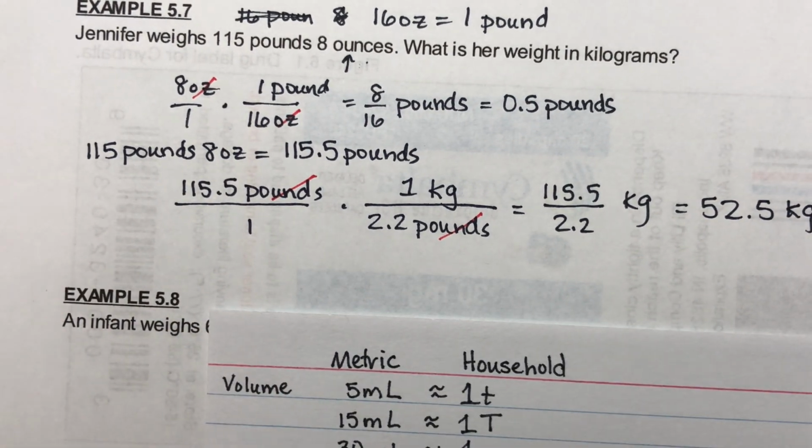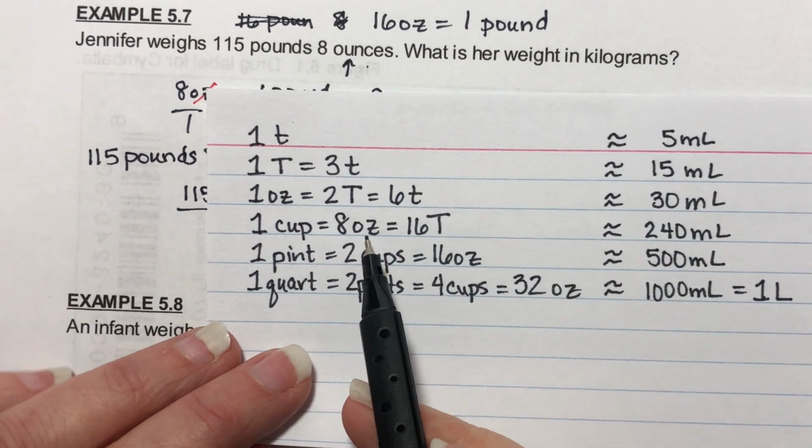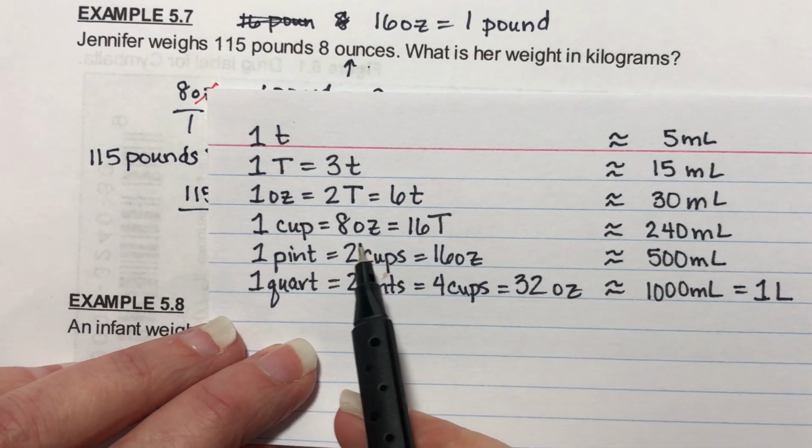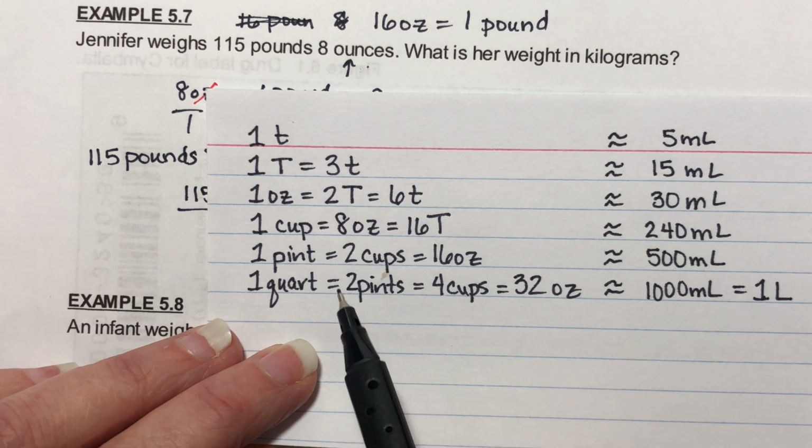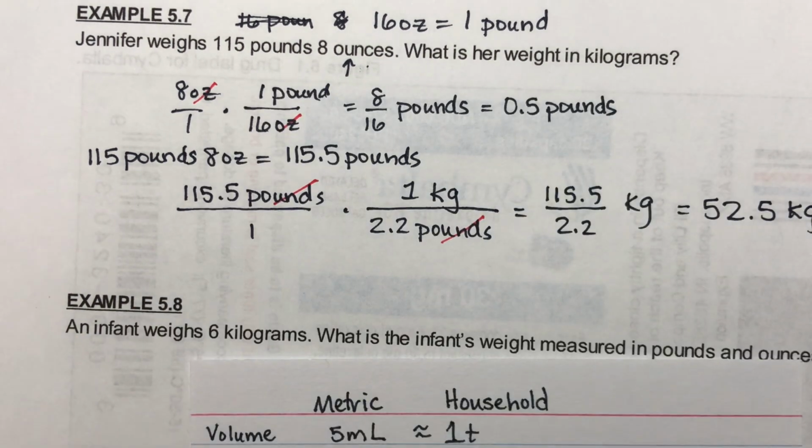Now, I don't want it to mess you up. It's just a quirk of the household system that we have ounces as a volume, where ounces is equivalent to a cup, and then we also have ounces as a measure of weight. So it's important to recognize from the context of the problem whether you're talking about a volume or a weight. That's how you're going to know which conversion from ounces to use.